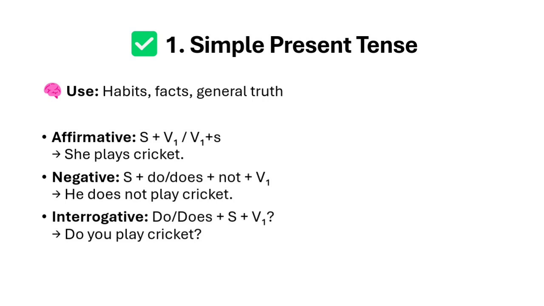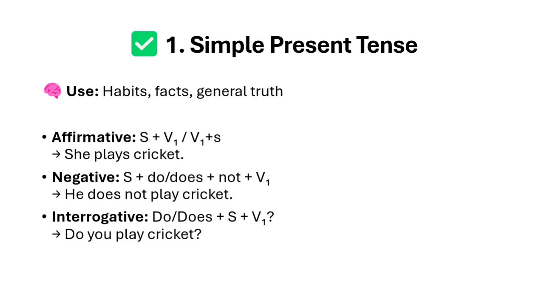Okay. Now see the affirmative structure in simple present tense. Subject plus first form of verb, or first form of verb plus s. So what is this s? Whenever the subject is third person singular, we add s or es at the end of the main verb. I will explain this in some time. Now see the example. She plays cricket. Here she is the subject. Plays is the first form of verb with s. After that cricket is the object. Object is optional.